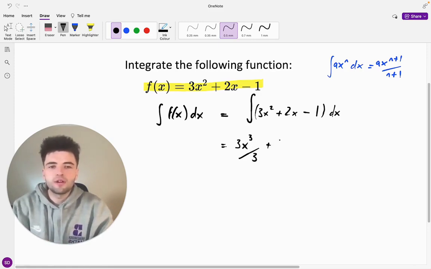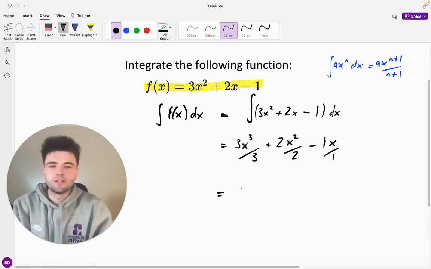And then for 2x, we're going to leave the 2 the same. It's going to become x squared rather than just x, and it's going to be over 2. So once again, because it's x squared, and then the minus 1 is going to stay the same, but we're going to be adding an x and then dividing by 1. So we're going to see that just dividing by 1 leaves it pretty much as is.